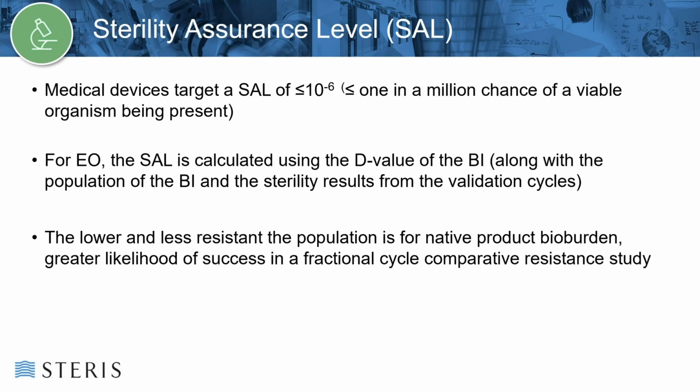If we had a starting population of 1 million CFU, or 10 to the 6 CFU, of a specified organism, and it took 8 minutes to reduce the population to 100 CFU, our D-value would be calculated by taking 8 minutes divided by the log base 10 of the starting population, which would be 6, minus the log base 10 of the final population of 100 CFU, or 10 to the 2 CFU, which is 2. So 8 divided by 4 gives us a D-value of 2 minutes.